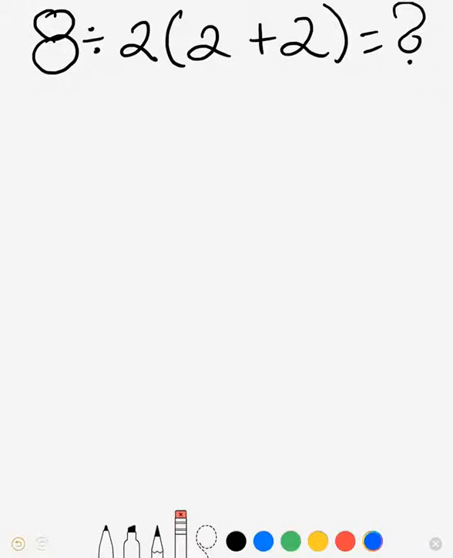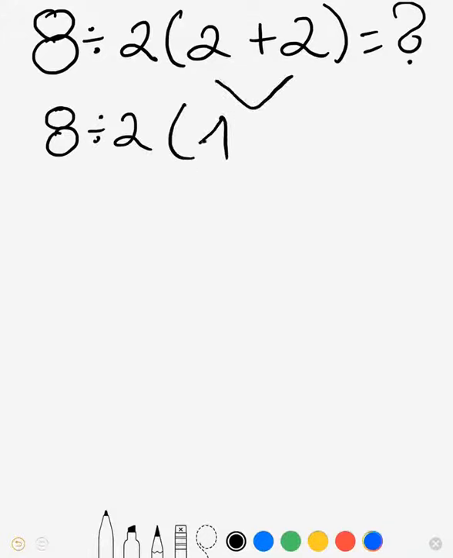Hello everybody, today we're going to be doing a math equation that has supposedly divided the internet, and it's 8 divided by 2(2+2). How we start this equation is we have the 2 plus 2, which equals 4, in parentheses. Then we're going to bring down the 8 divided by 2. Now 8 divided by 2, as we all know, equals 4.